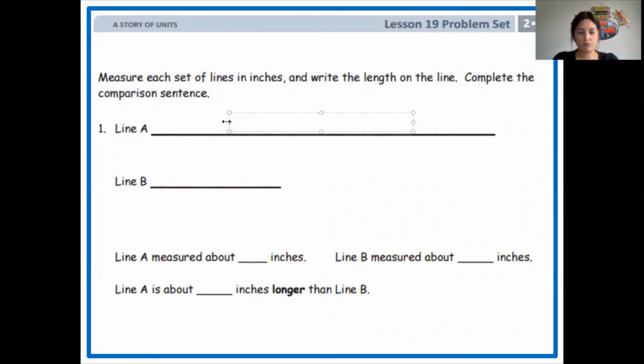So here, I'm gonna do the first one with you so you kind of get an idea. Line A was about 5 inches, right? Line B was about 2 inches. So here again, line A was about 5 inches and line B was about 2 inches. And then it says line A is about how many inches longer. So it's comparing. We know A is longer, but how much longer? That part you need to figure out. Number 2 is the same thing.